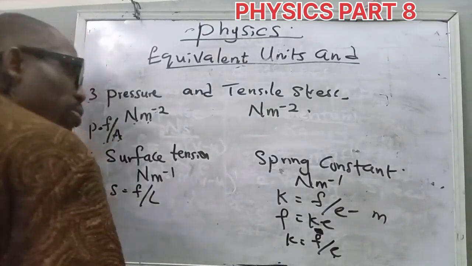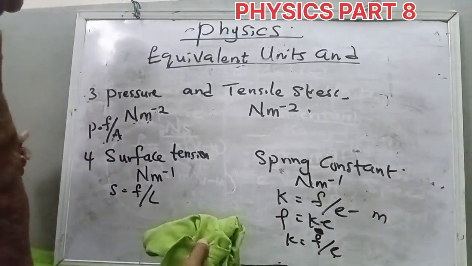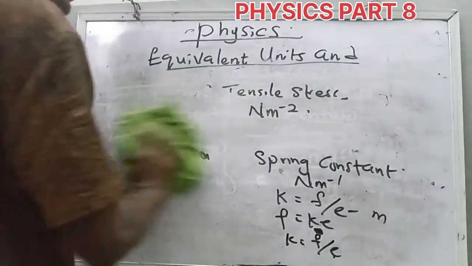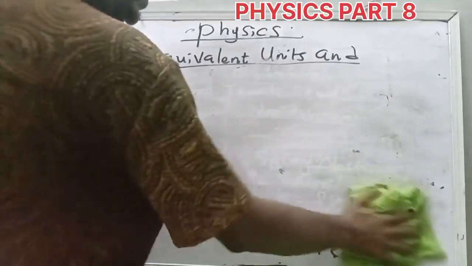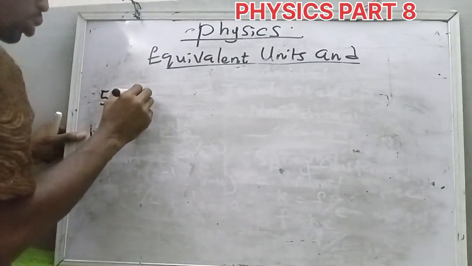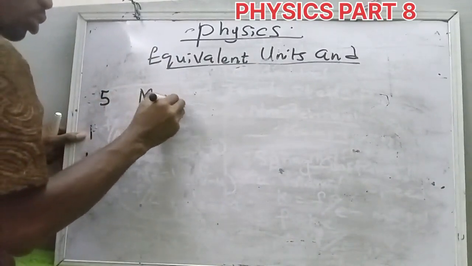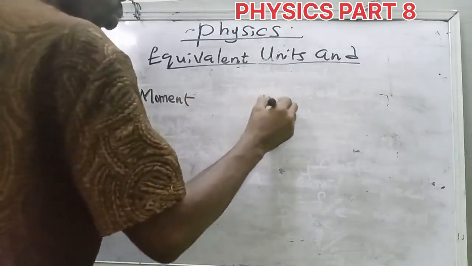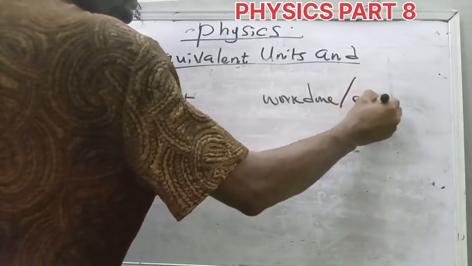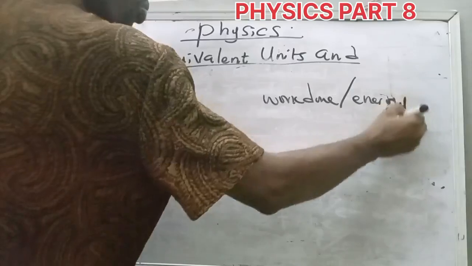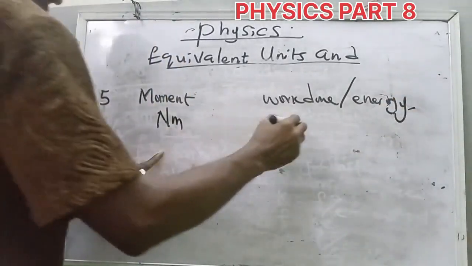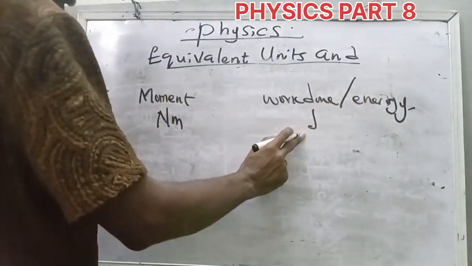The next one, number 5. Moment and work done, or energy. They have equivalent units. What's moment? Newton meter. What's work done? Joule. What's energy? Joule. Are you seeing it now?